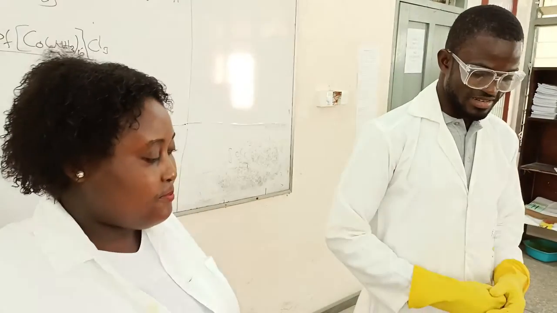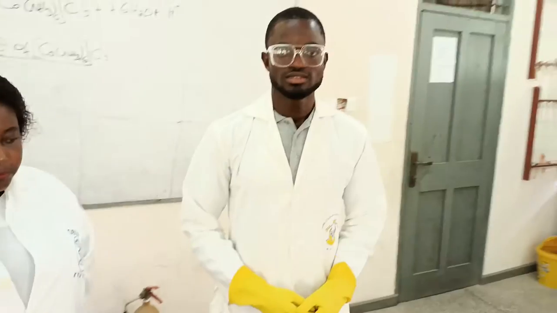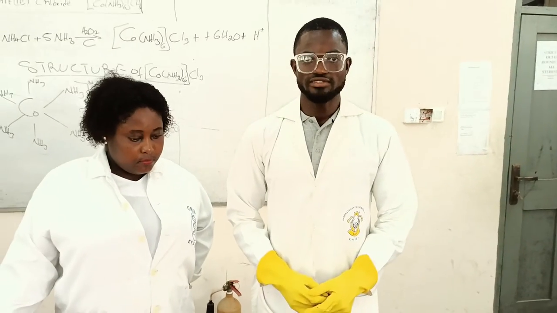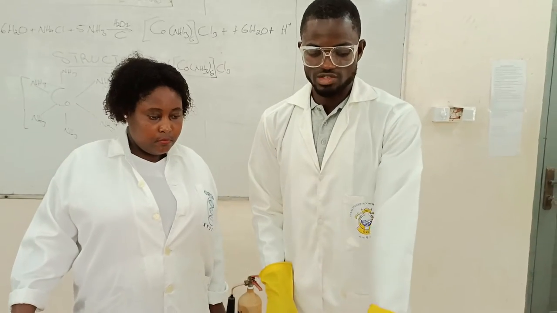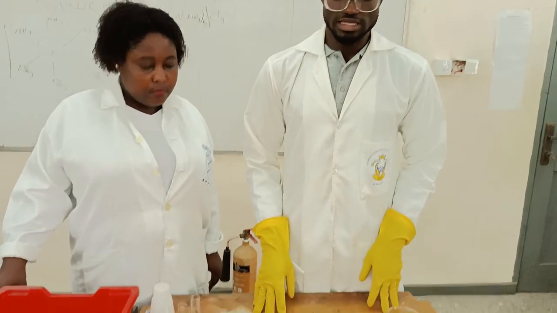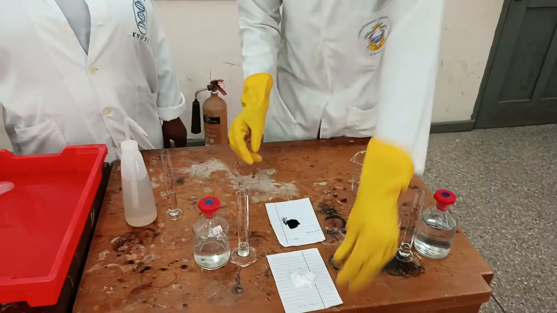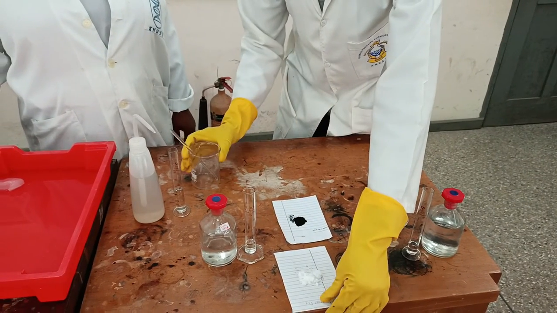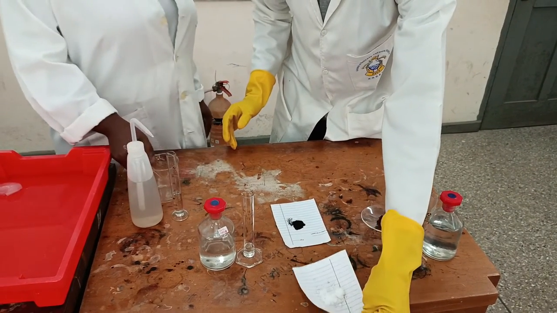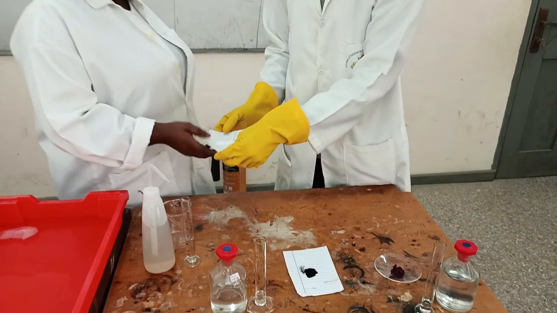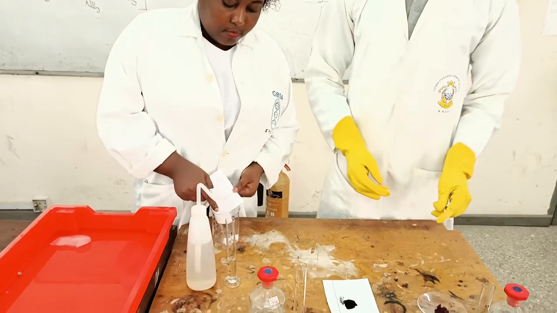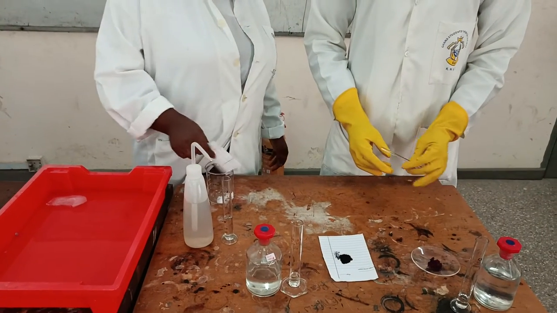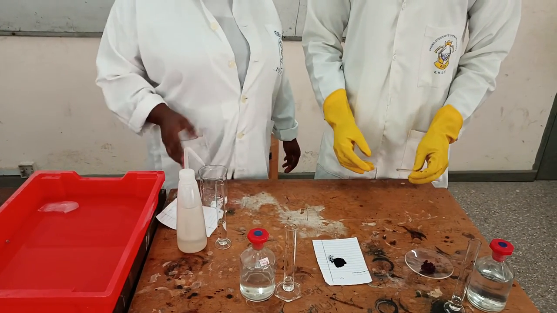All right. As usual, we were measuring 2.5 grams of ammonium chloride, and this is the 2.5 grams of ammonium chloride. Please, you can transfer this for me into the beaker. Yes, please. And remember, we said the ammonium chloride is to stabilize the complex that will be formed.